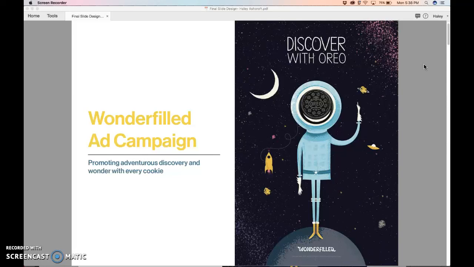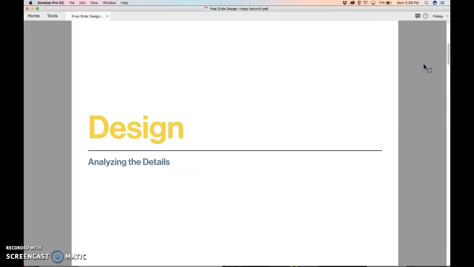Today I'm going to walk you through the design process that I used for the final slide design project. To start off, we had to choose an ad that was effective and then come up with our own advertisement within the same ad campaign. I chose Discover with Oreo, an advertisement for Oreo cookies. You can see right away that there's an Oreo astronaut kind of discovering space. This advertisement fits within the Wonderfilled Ad Campaign. Wonderfilled is the text at the bottom of the ad, and this ad campaign promotes adventurous discovery and wonder with every Oreo cookie. So what makes this advertisement so effective?